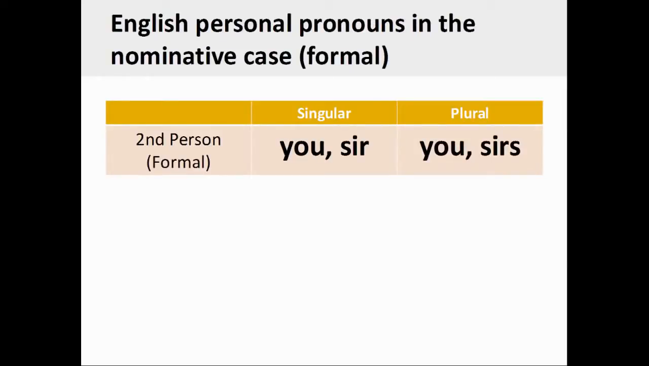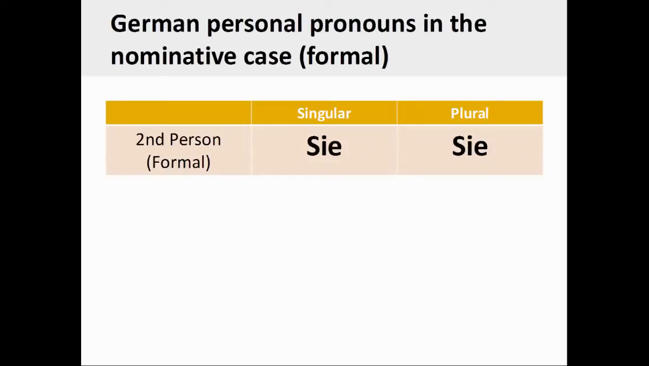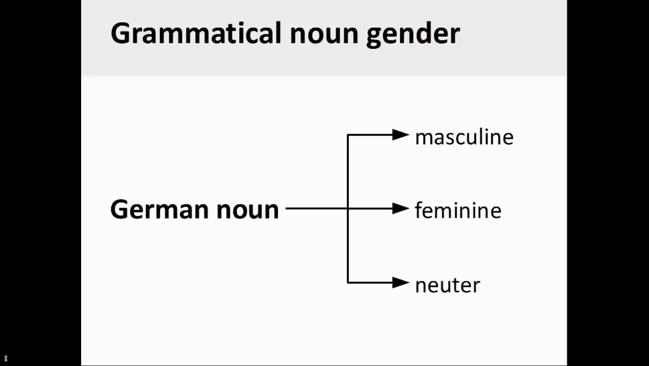English generally does not have a formal form of address, although it can be approximated by adding sir or ma'am to the second person singular and plural personal pronouns, as you see on the screen. It is important to note, however, that German has a formal form of address that uses specific personal pronouns. These are Sie, second person singular formal, and Sie, second person plural formal. These formal personal pronouns are always capitalized.